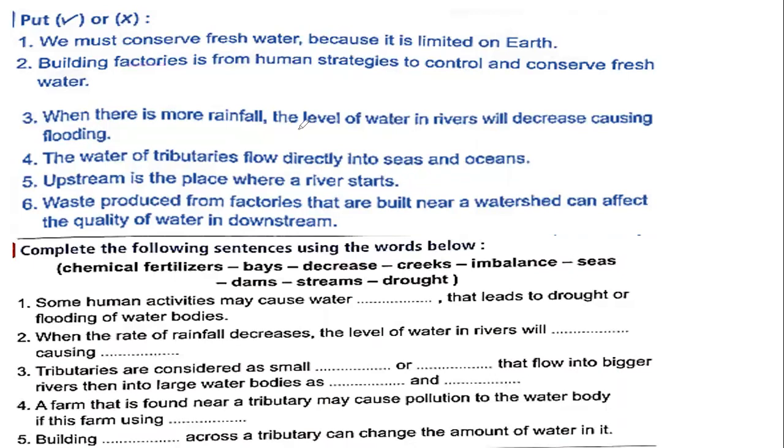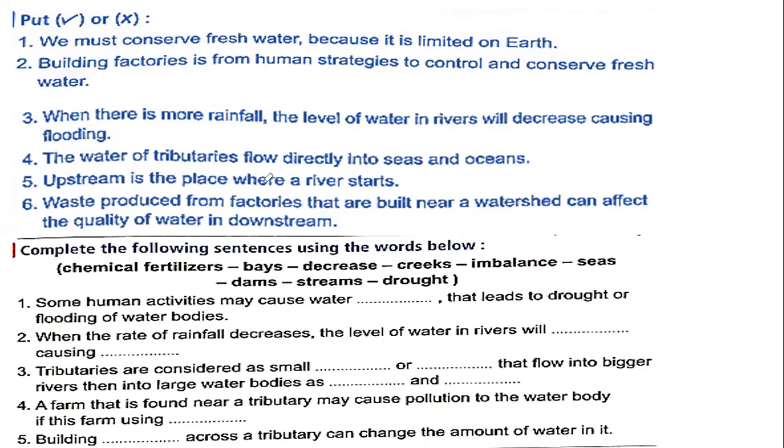When there is more rainfall, the level of water in rivers will decrease. No, with more rainfall it will increase, causing flooding. The water of tributaries flows directly into seas? No, from a tributary the water must flow into a bigger river and then into seas, not directly. So it's wrong. There must be bigger rivers in between.